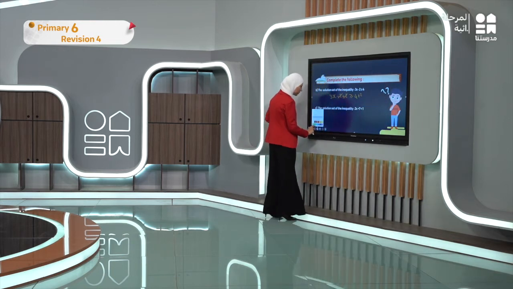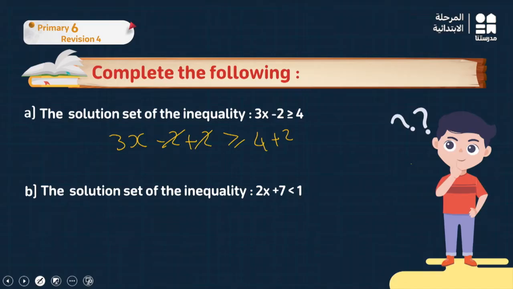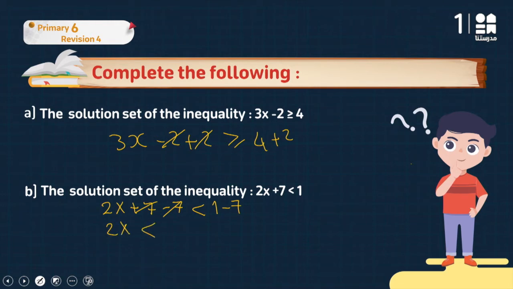Okay. Let's answer it. The solution set of the inequality 2x plus 7 less than 1. First, I'm supposed to write 2x plus 7 minus 7 less than 1 minus 7. So plus 7 minus 7 simplifies to 0. It will be 2x less than 1 minus 7, which will be negative 6.